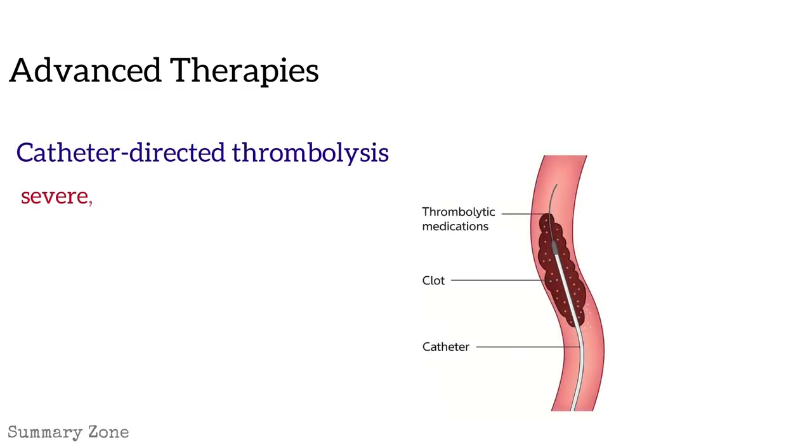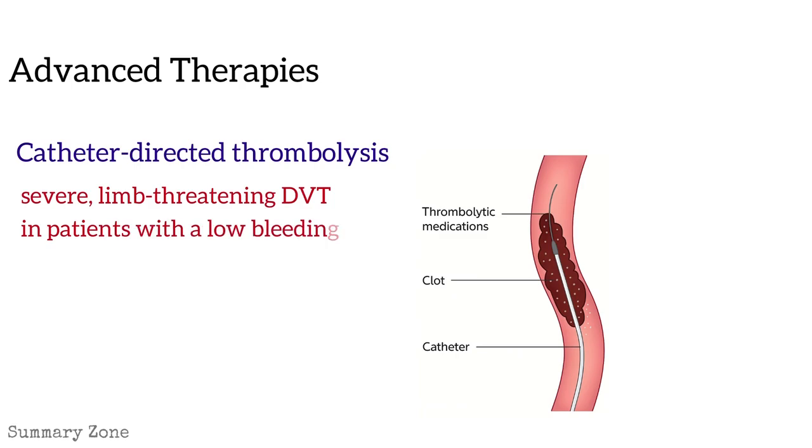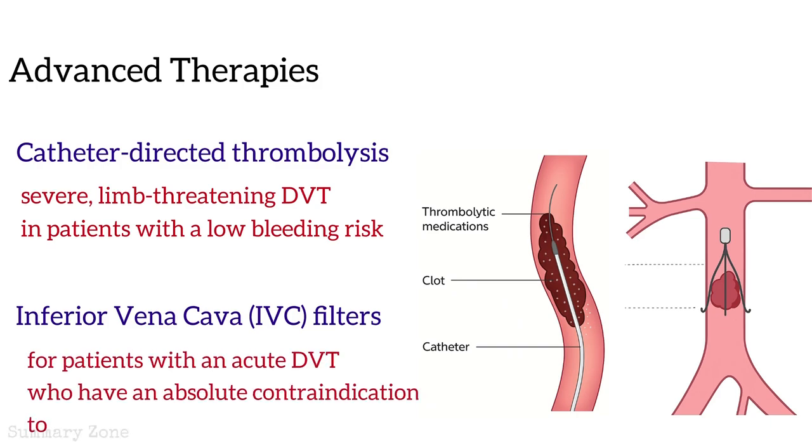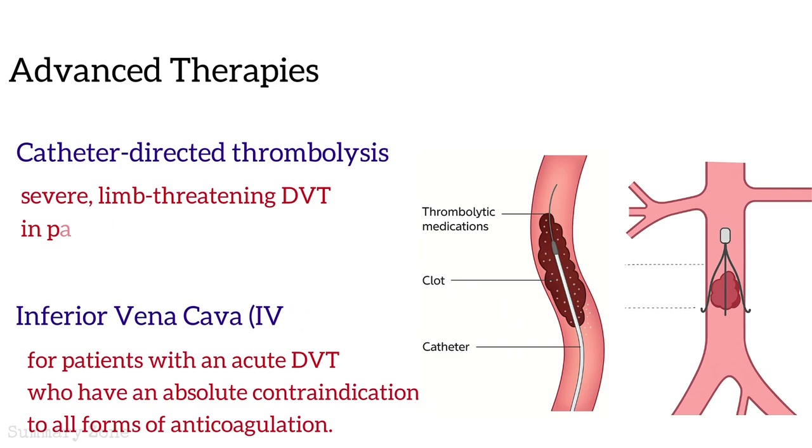Advanced therapies, the exceptions, not the rule. Catheter-directed thrombolysis is reserved for severe, limb-threatening DVT in patients with a low bleeding risk. Inferior vena cava (IVC) filters are indicated primarily for patients with an acute DVT who have an absolute contraindication to all forms of anticoagulation.